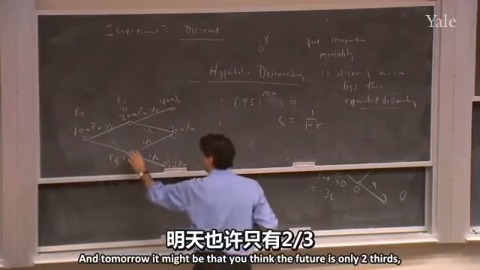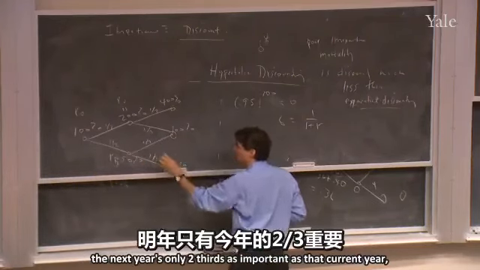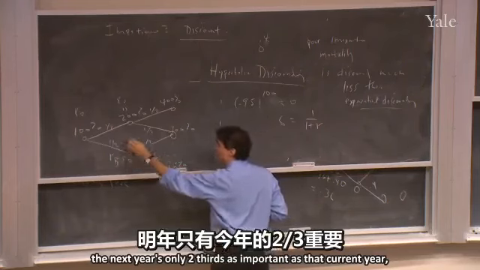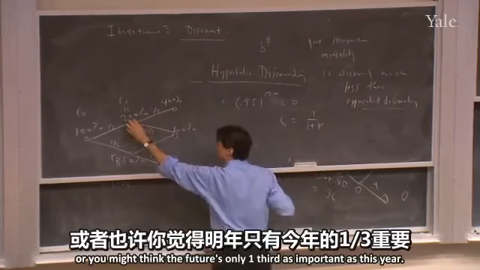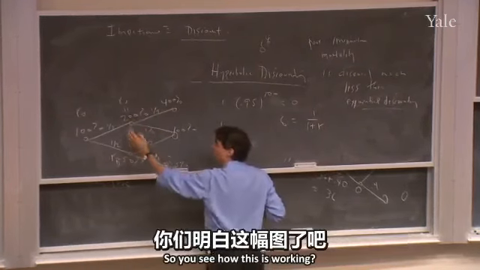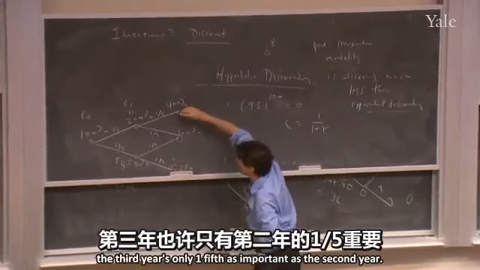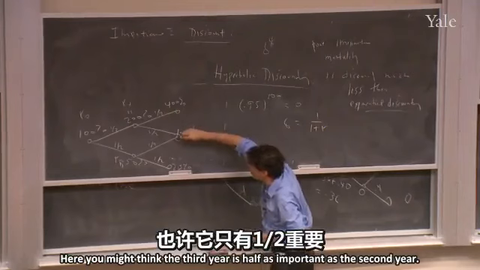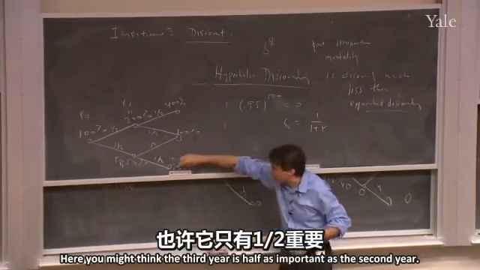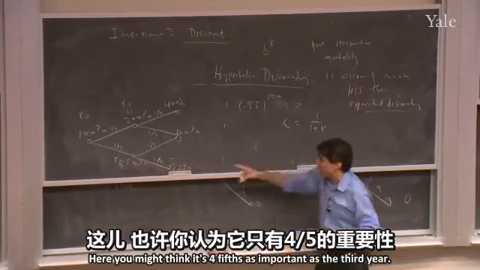Okay, and tomorrow it might be that you think the future is only 2/3 as important as that current year, or you might think the future is only 1/3 as important as this year. So you see how this is working? Two years from now, you might think the future is only 1/5. The third year is only 1/5 as important as the second year. Here you might think the third year is half as important as the second year. Here you might think it's 4/5 as important as the third year.